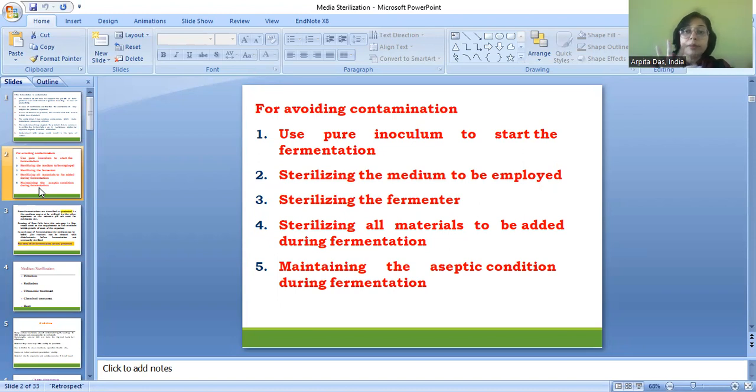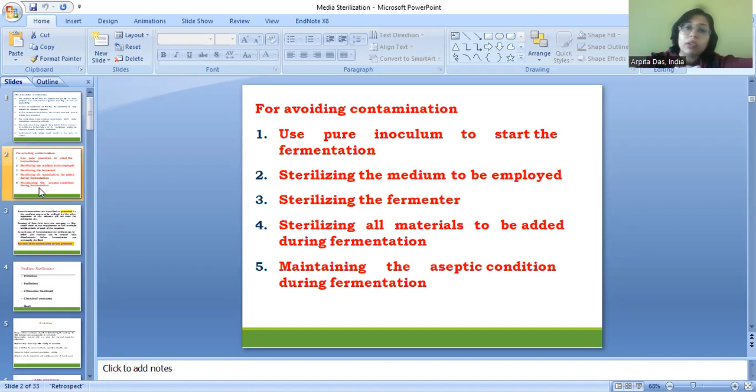These are the 5 thumb rules which we have to follow during this method: pure inoculum which has no contamination, proper sterilization of the medium as well as the bioreactor, sterilization of all the ancillary support of the bioreactors, and to maintain asepsis. Aseptic means no other contamination will happen. There will be no hole in the bioreactor. There must be no careless handling. So these are the key areas which we are supposed to take care of.